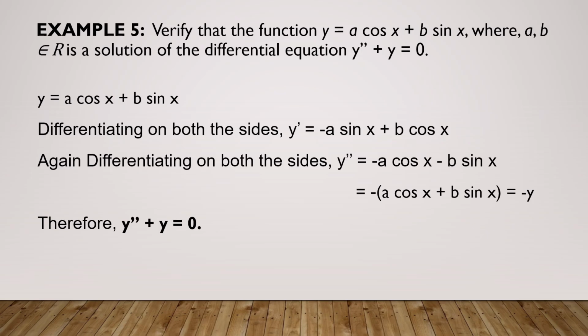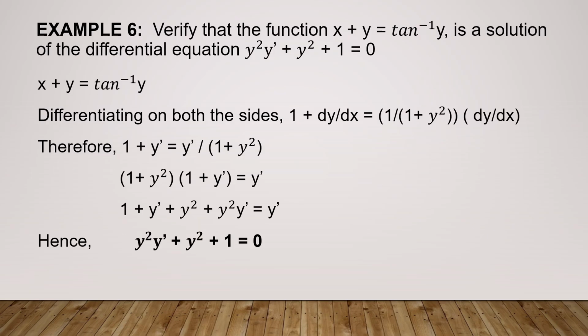Remember, y double dash means take the derivative of y dash. Again, when you differentiate y dash and simplify it, you will get y double dash is minus of a cos x plus b sin x, which is nothing but minus y. Bring that minus y to the left hand side. So it is y double dash plus y equal to 0. So you have verified it.